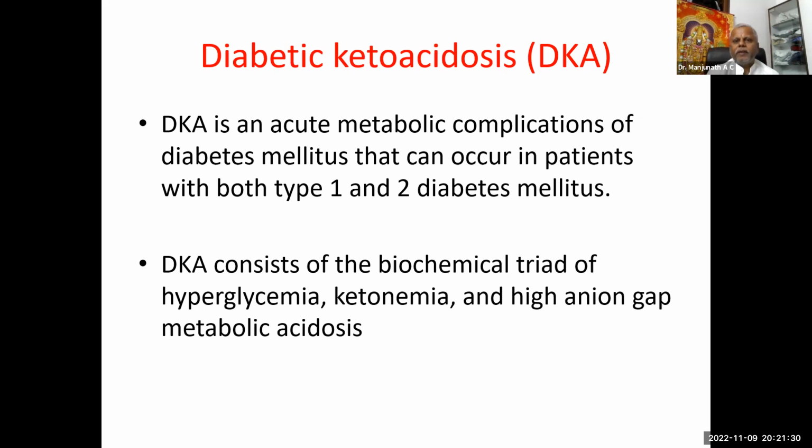First, I'll be talking about diabetic ketoacidosis. Diabetic ketoacidosis is an acute metabolic complication of diabetes. It can be seen in both type 1 and type 2. It mainly consists of a triad of hyperglycemia, the increased glucose, increased ketone bodies, ketonemia, and a high anion gap metabolic acidosis.